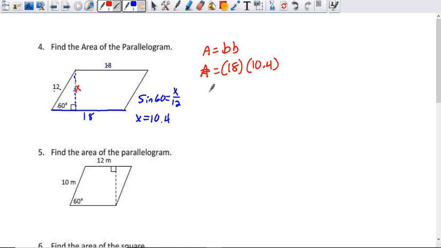All right. So we go ahead and multiply those into our calculator, and we get 187 units squared. And it is squared because we are talking about area of this parallelogram.